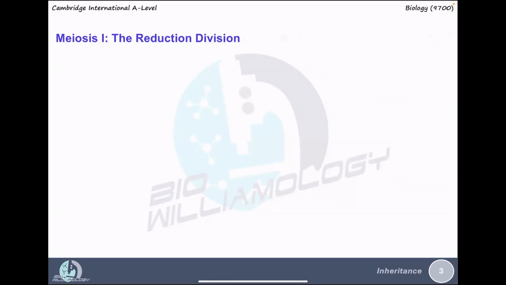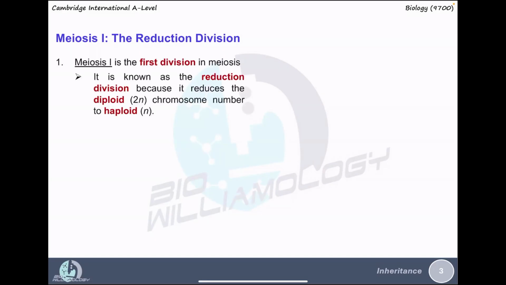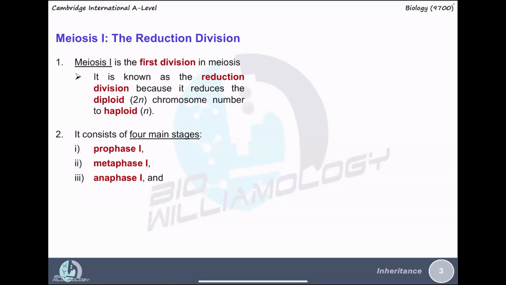Next, let us look at meiosis 1, whose function is to halve the number of chromosomes, and that's why meiosis 1 is also known as the reduction division. Meiosis 1 is the first division in meiosis. It is known as a reduction division because it reduces the diploid 2n chromosome number to haploid after the first meiotic division. It consists of four main stages, which are prophase 1, metaphase 1, anaphase 1, as well as telophase 1.